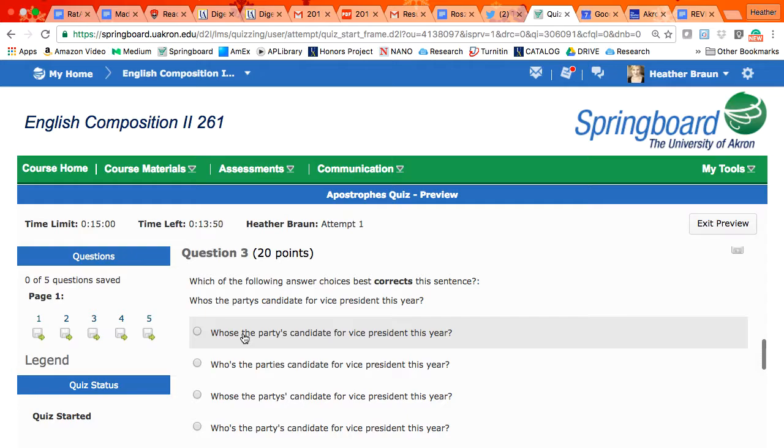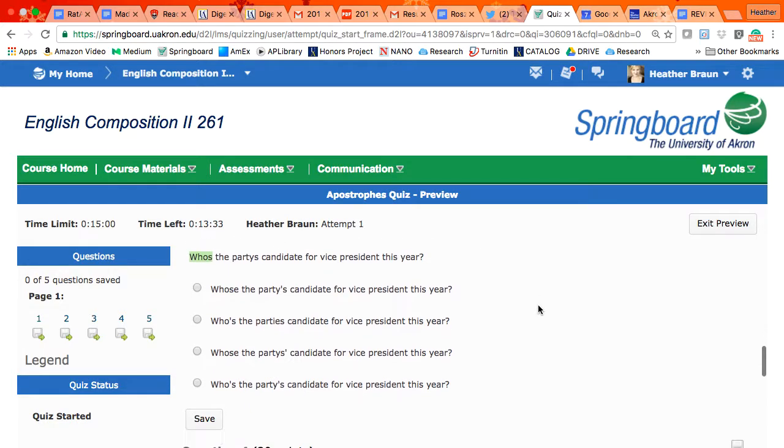Question number 3, which of the following answers best corrects this sentence? This is not a word, so you want to figure out which version of "who is" this reflects. And again, just make sure that you're saying the full contraction. So "who is party, the party's candidate" is correct.